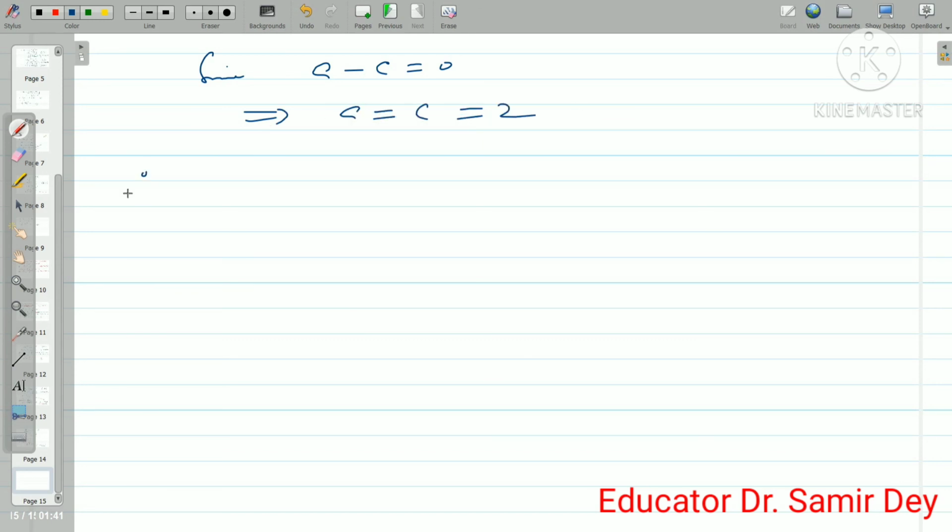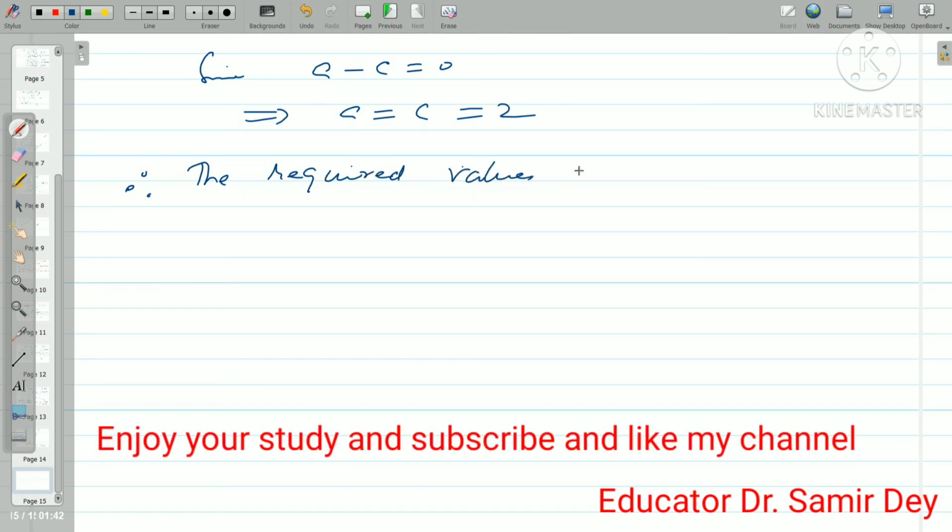So therefore the required values are a is equal to how much? A is equal to 1. Sorry, it is equal to 1. Okay, a is equal to 1, b is equal to 2, c is equal to 1. Okay. Similarly, you can solve question number 2.